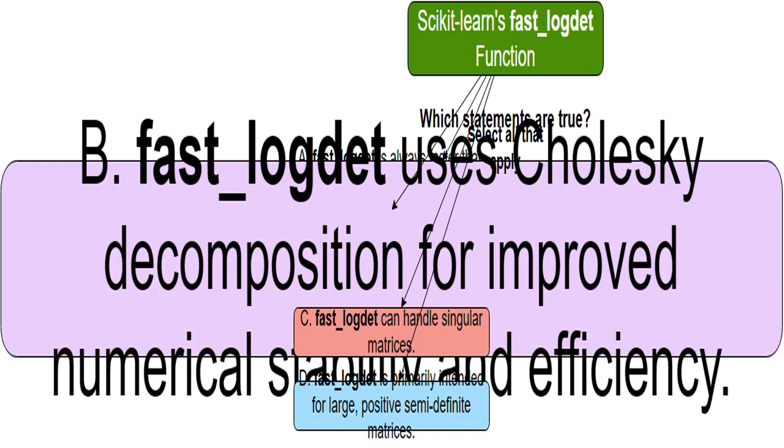fast_logdet cleverly employs the Cholesky decomposition. This is a specialized way to break down a matrix that's particularly useful for positive definite matrices. It helps make the calculations more reliable and significantly faster than the naive approach. Think of it as a shortcut through a complex calculation.